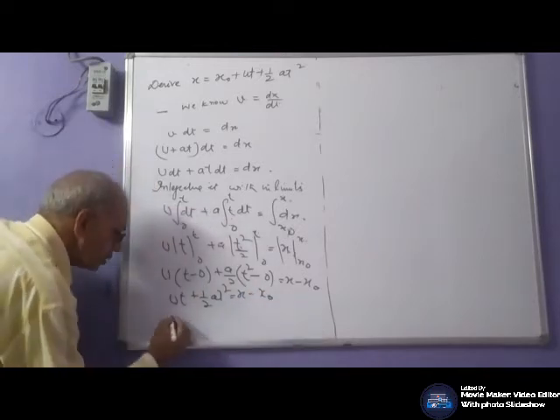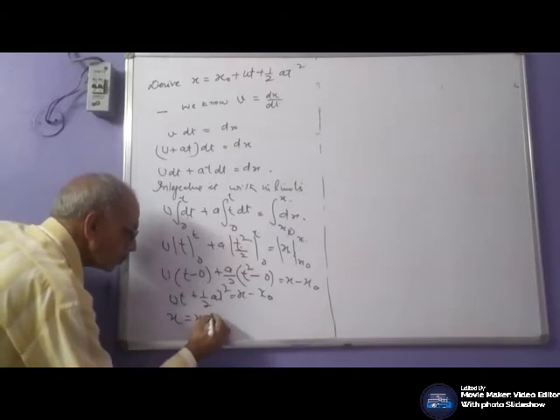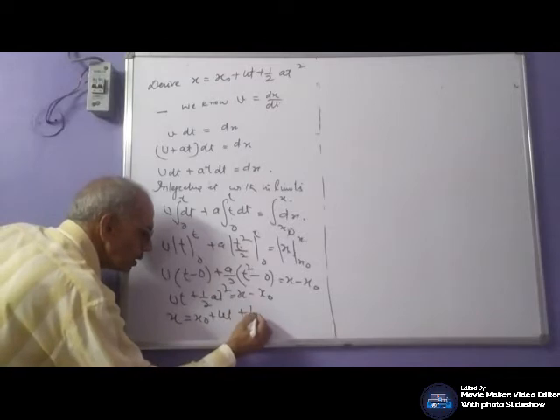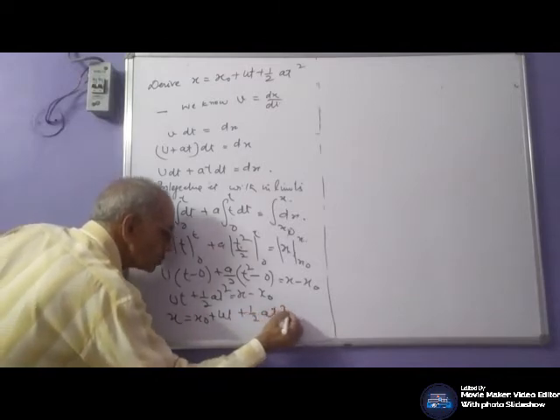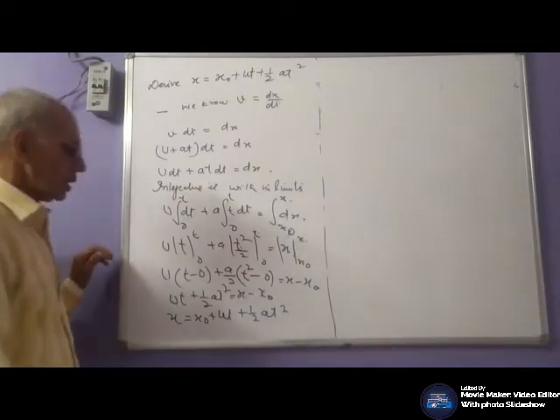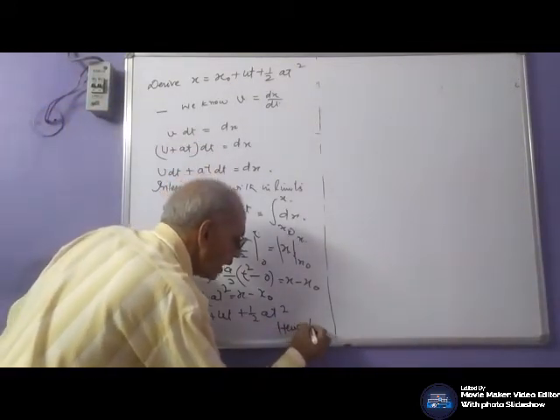Take x naught to this side: x = x naught + ut + half at square. Hence derived.